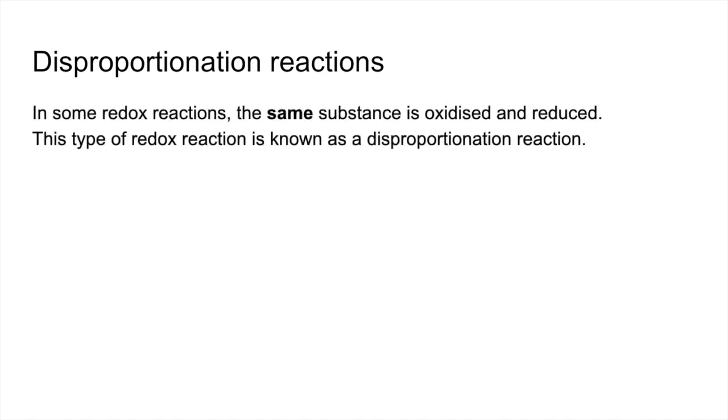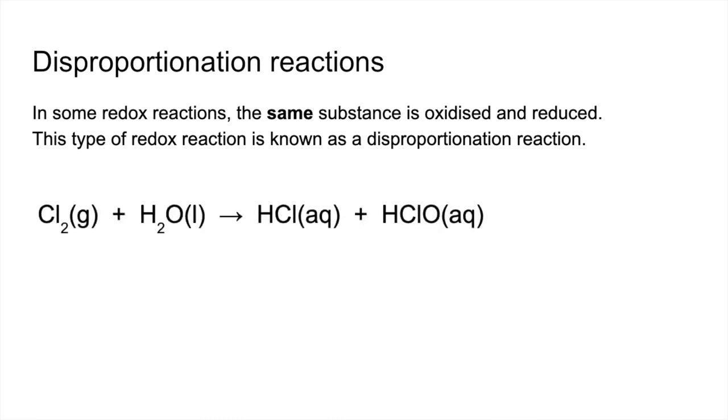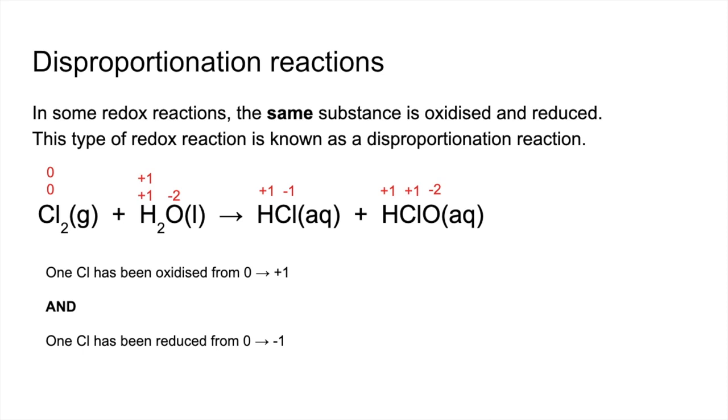We'll take a look at disproportionation reactions now. These are special types of redox reactions where the same substance is oxidized and reduced. The example I'm going to use is the reaction between chlorine and water. Again, if you want to just pause the video and show what's been oxidized and what's been reduced in that reaction. So there's all the oxidation numbers in. You can see chlorine has gone from 0 to -1 and from 0 to +1. So that's why this is disproportionation. One chlorine has been oxidized and 1 chlorine has been reduced.